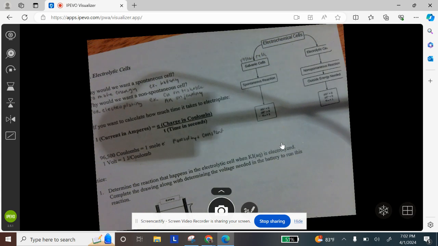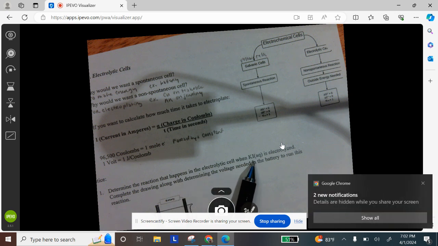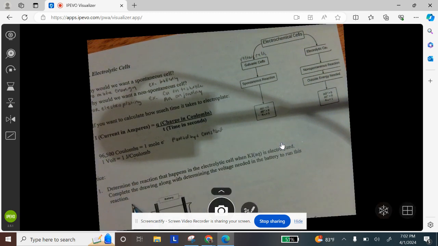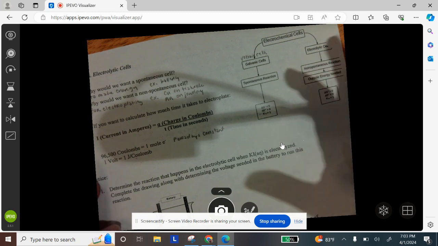Okay. And then let's take a look at an electrolytic cell here. And so this is non-spontaneous. We haven't done these yet. And we're going to write down what's happening. So it says determine the reaction that happens with an electrolytic cell when potassium iodide is electrolyzed. Complete the drawing along with determining the voltage needed in the battery to run this reaction. So I'm going to do this first one, and then actually I'll probably do the first two, and then I'll leave the last one for you so you can see if you can get it. Okay. And then we can check it in class.